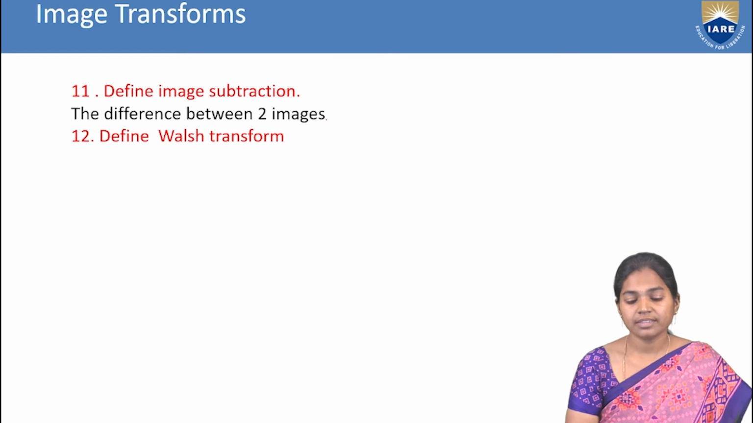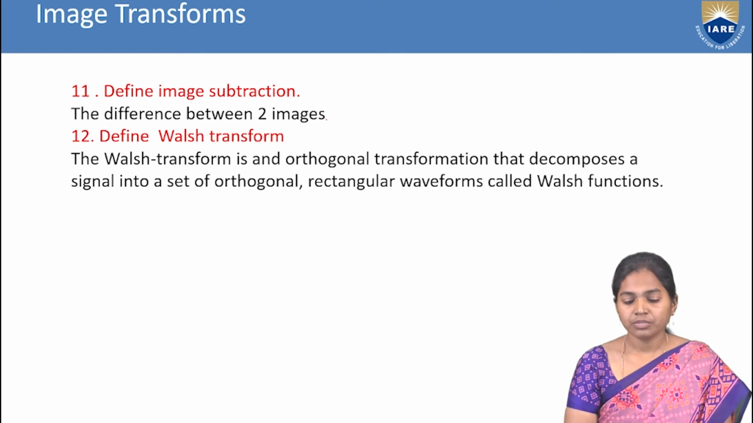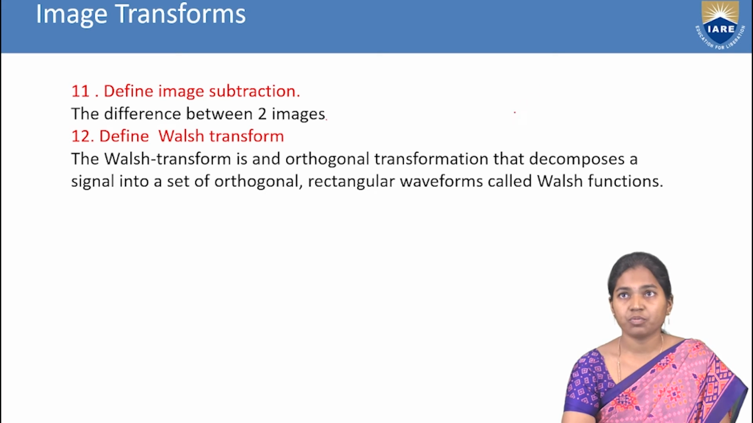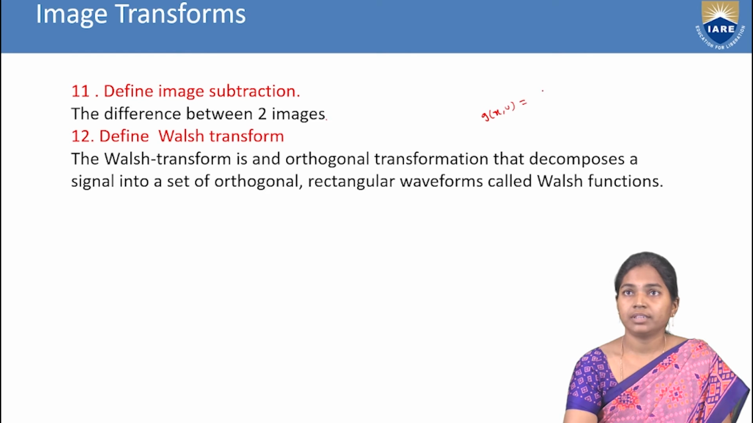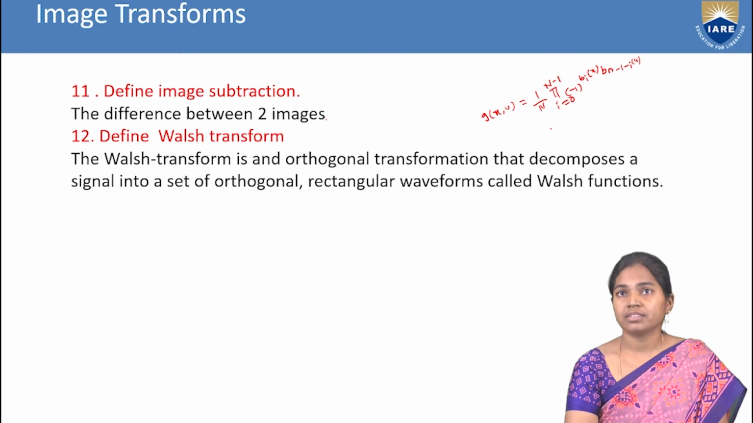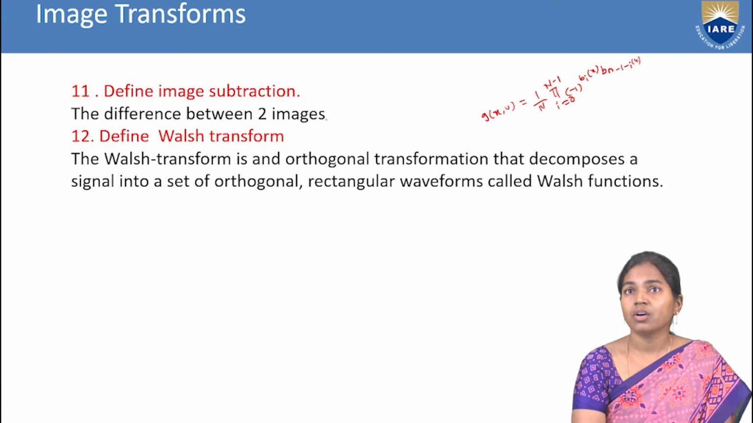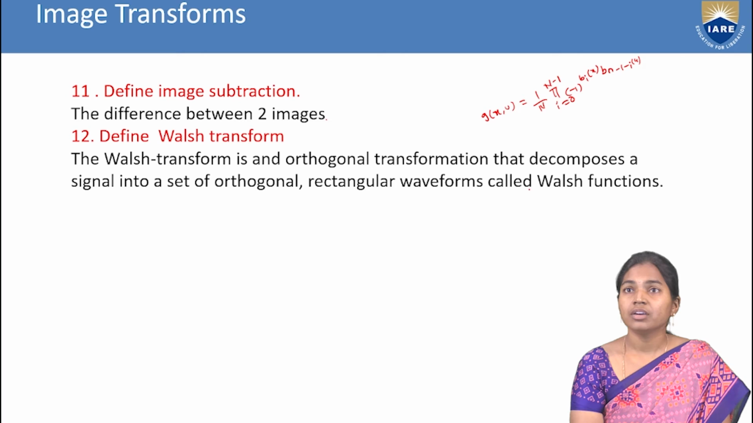The next question is define Walsh transform. What is the cardinal equation for the Walsh transform? g of x comma u equals 1 by n, summation i equals 0 to n minus 1, of minus 1 power b_i of x times b_(n-1-i) of u. This is the Walsh transform. The Walsh transform is an orthogonal transformation and decomposes a signal into a set of orthogonal rectangular waveforms.